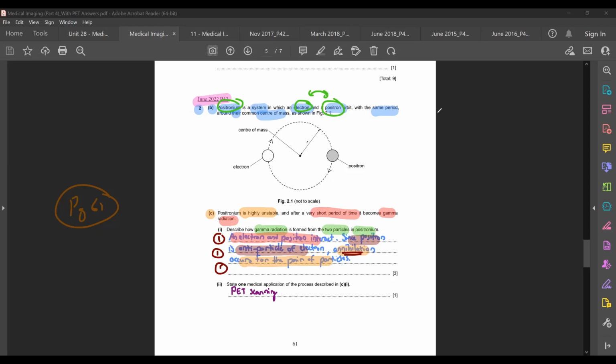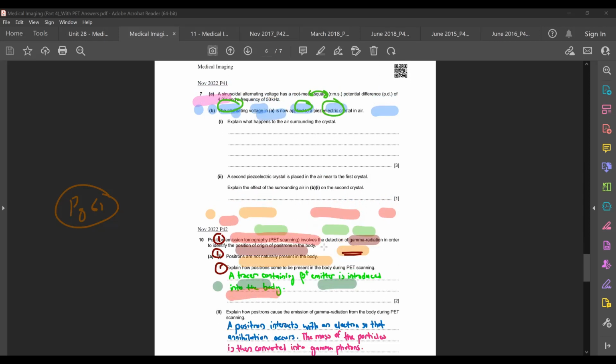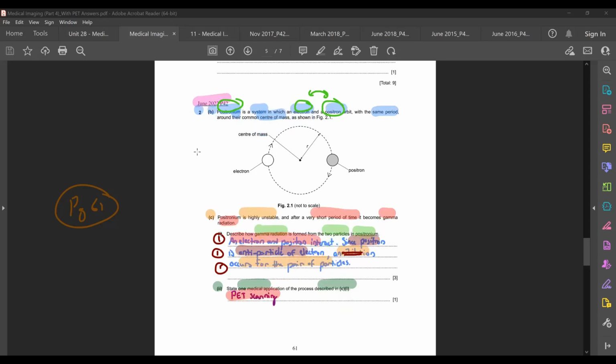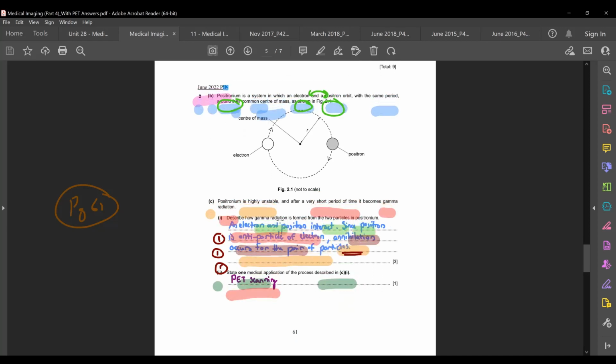Then if you're okay, move on to part 2. Now, part 2: state one medical application of the process that has been described in C1. So the medical application is obviously just going to be PET scanning. All right. Okay, so this one is pretty straightforward. The PET scanning questions actually didn't come out all the time, right? You notice that this is June 2022 P42, right? It actually didn't come out in variant P41, all right?